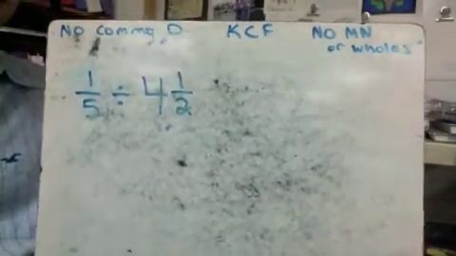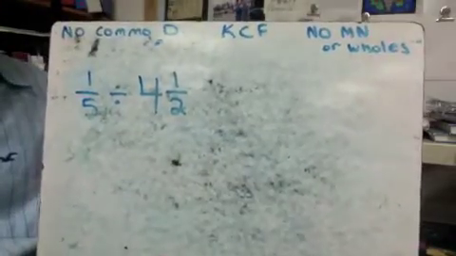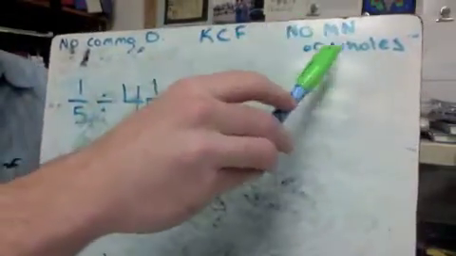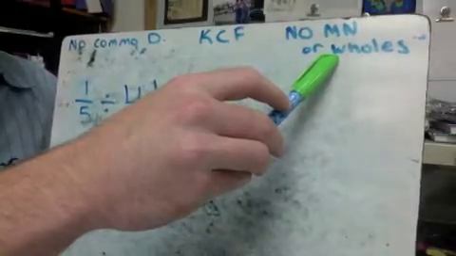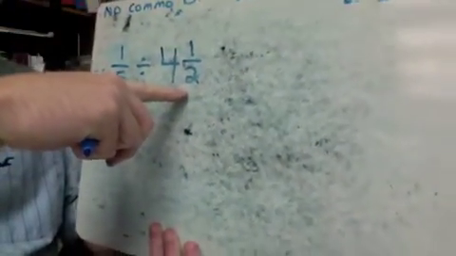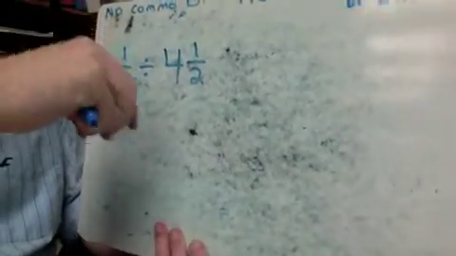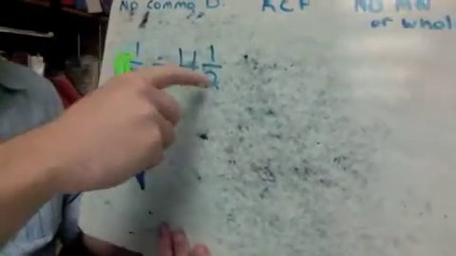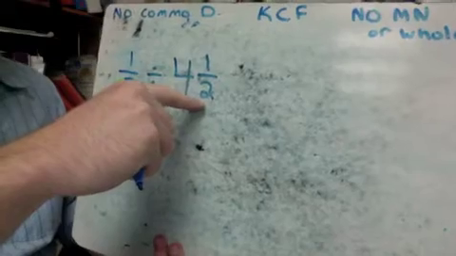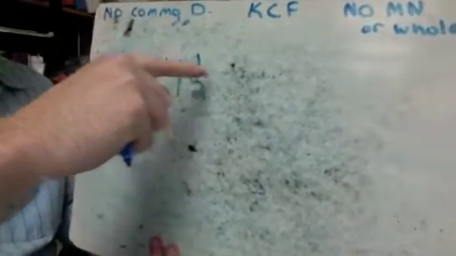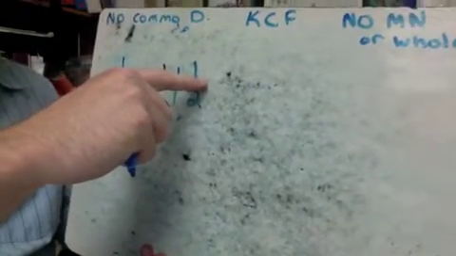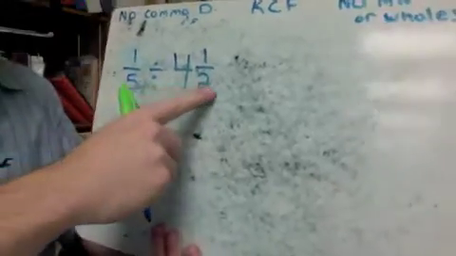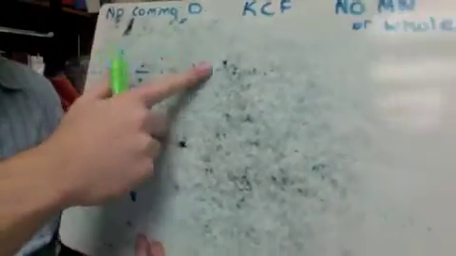Alright, 1/5 divided by 4 1/2. Before we start this problem, we've got to have no mixed numbers or wholes. Okay, which means that I need to change 4 1/2 into its fractional form, or into an improper fraction. 4 groups of 2 is going to be 8, plus our extra 1/2 is going to be 9/2. So I need to replace 4 1/2 with 9/2.